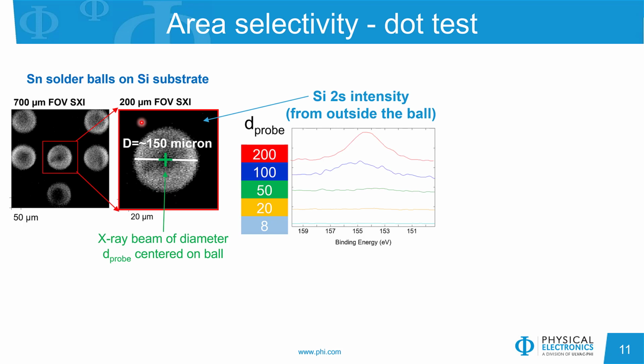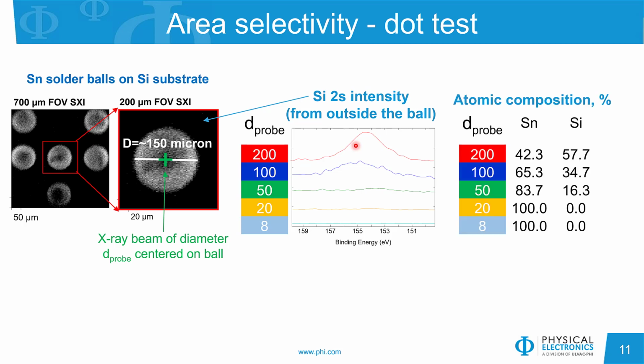So here's the plot of silicon to P2S spectra. Basically, it's a signal that comes from outside the ball when X-ray is focused on the ball itself. So we see that around 100 and 200 microns, we are definitely capturing a lot of signal from outside. So this is the atomic composition obtained. So even at 50 microns, you see that we're still capturing silicon signal.